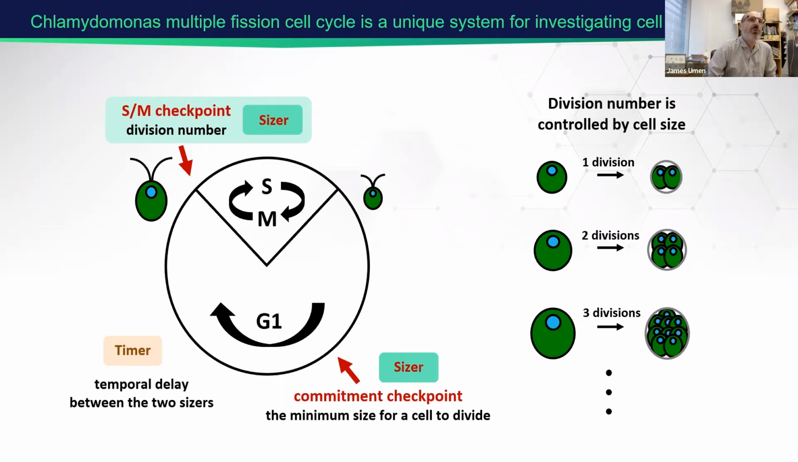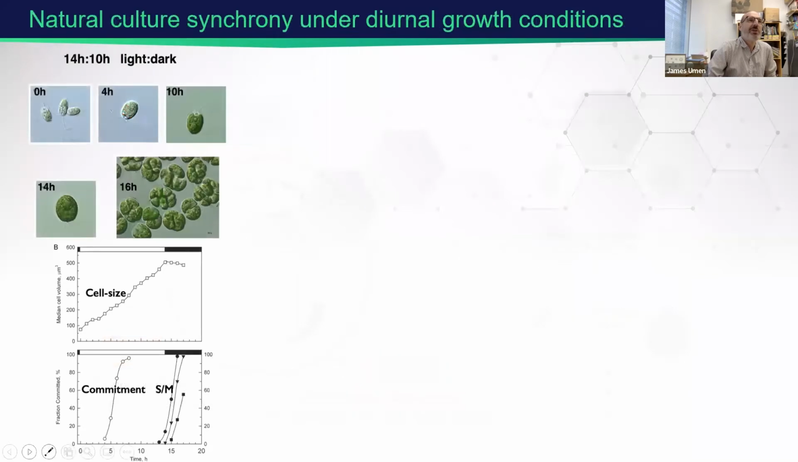So one of the approaches we've taken is using genetics. And before I tell you about genetics, I also want to mention that this is a great model system because it's easy to synchronize. So in light-dark cycles, these are newborn daughter cells, and they'll grow during the light phase, and then over a very narrow window of time, they'll all undergo that multiple fission and produce new daughters.